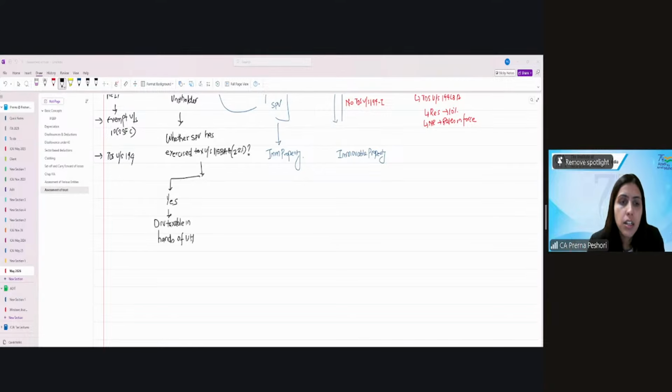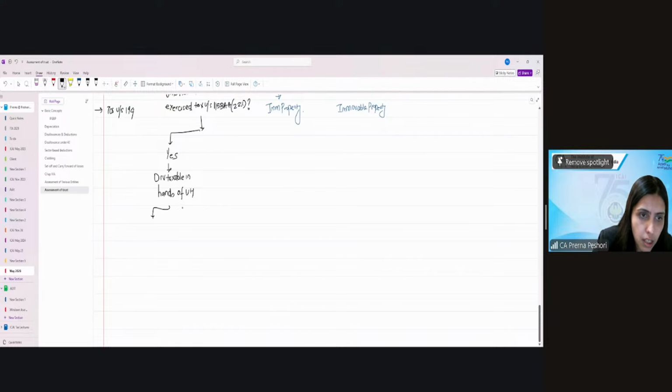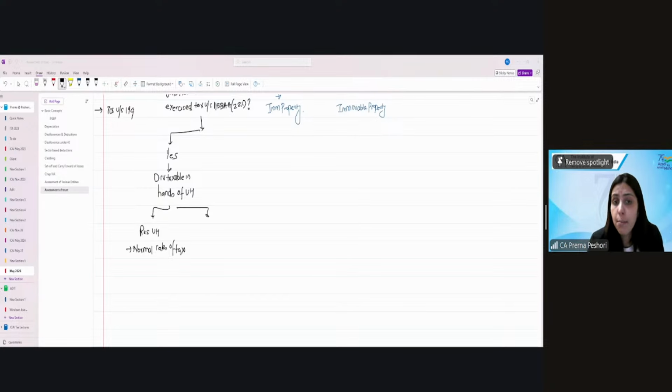What will be the tax rate? In case of resident unit holder, normal rates of tax. However, the business trust is required to deduct the TDS on the dividend distributed to the unit holders at the rate of 10%. So there will be TDS under section 194LBA. How much is it? 10%. If the unit holder is a non-resident, then in that particular case, the tax rate will be 10%.